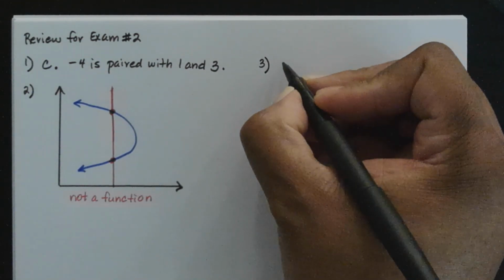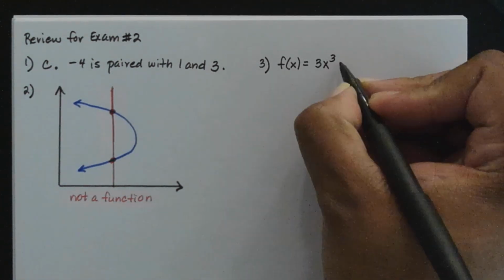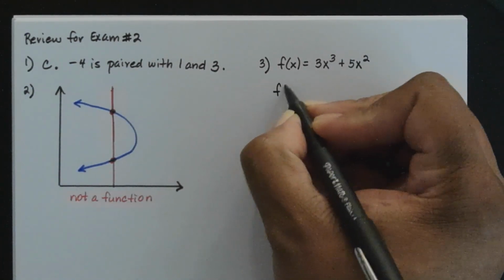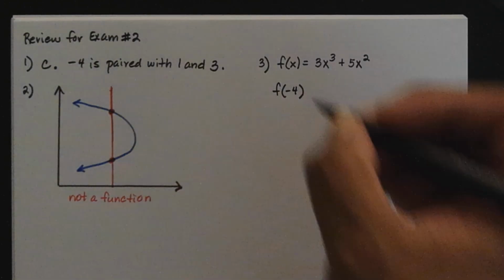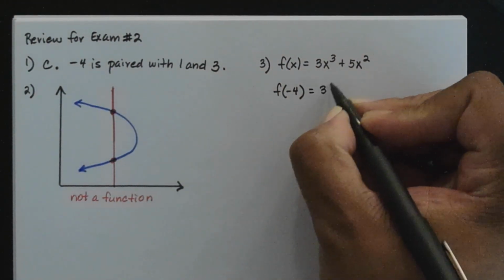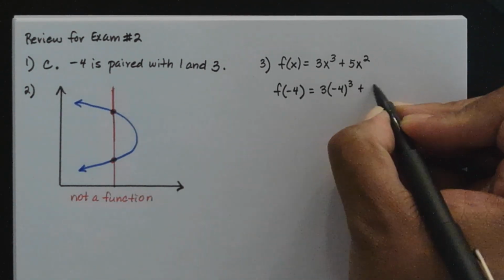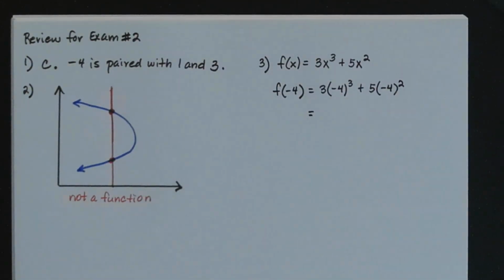Here we have a function, f of x is equal to 3x cubed plus 5x squared. And here I want to evaluate f of -4. So basically all we do here is just replace each x in that function with -4. So here we're going to have 3 times, and then x is -4, and that's cubed, plus 5 times -4, and that's squared. So here we just simplify the right-hand side.